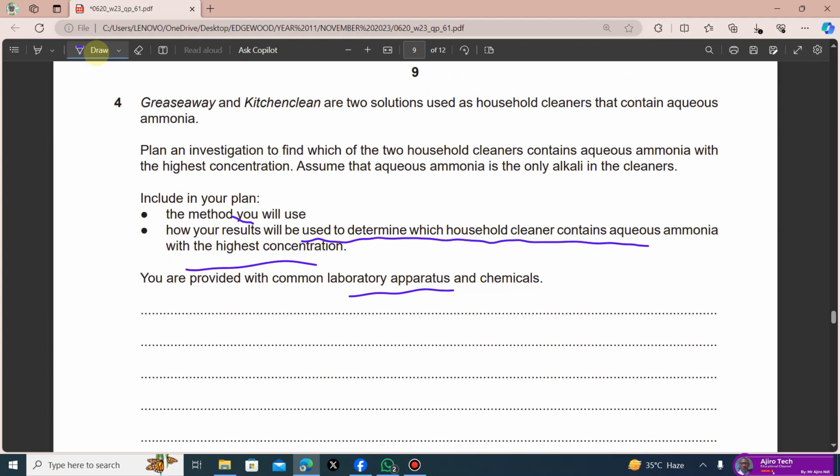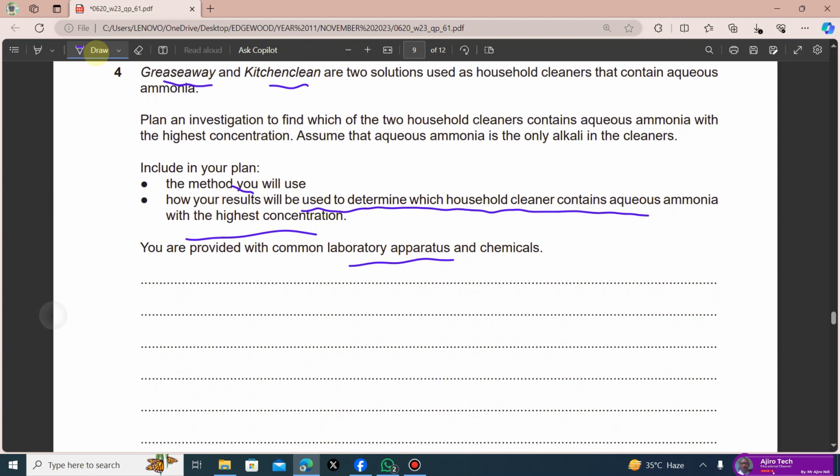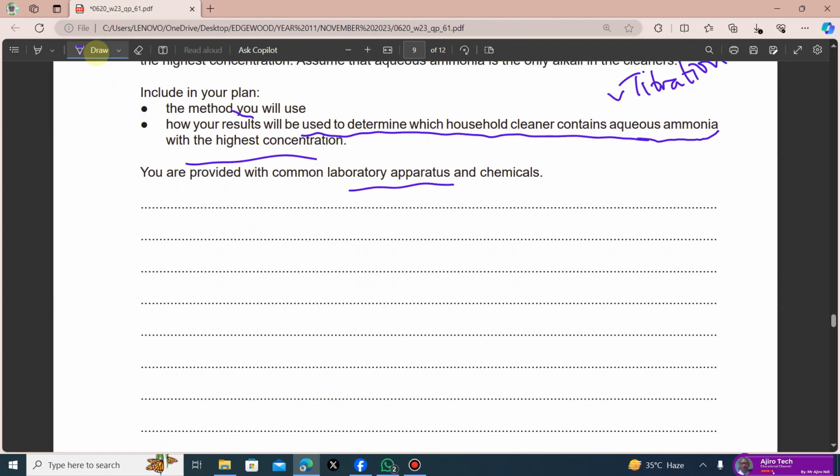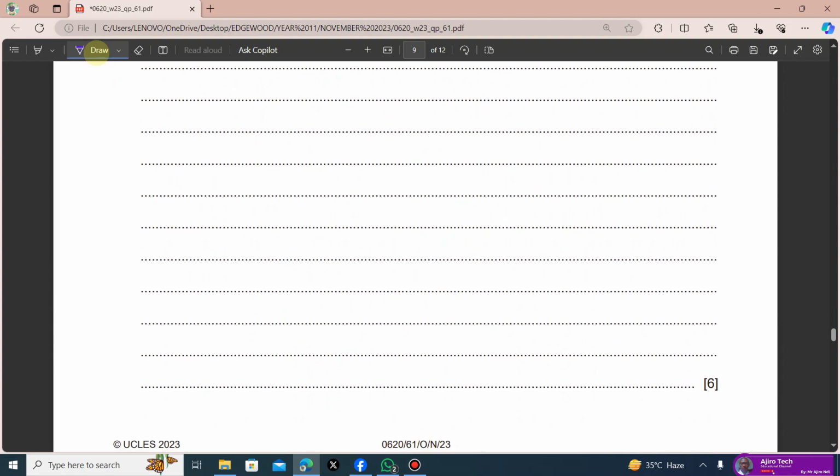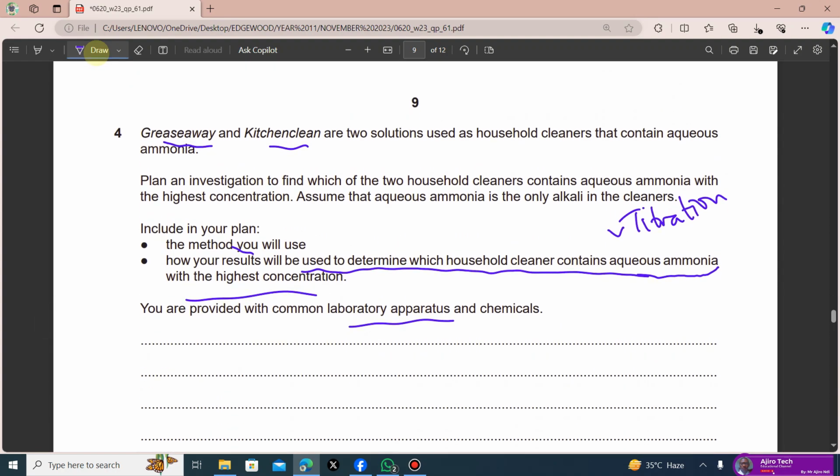So the first thing you need to do is see which of these household cleaners contains the highest concentration of ammonia. So step 1 is, of course, to include the method. Since we are dealing with aqueous ammonia as an alkali, a weak alkali precisely, what should come to your mind is titration. All right, titration should come to your mind. You could write out all the ideas that you need to complete. How many marks does this go for? It goes for 6 marks. So titration is the method that you're going to use.